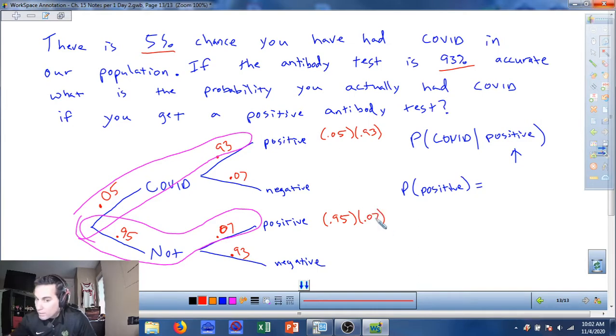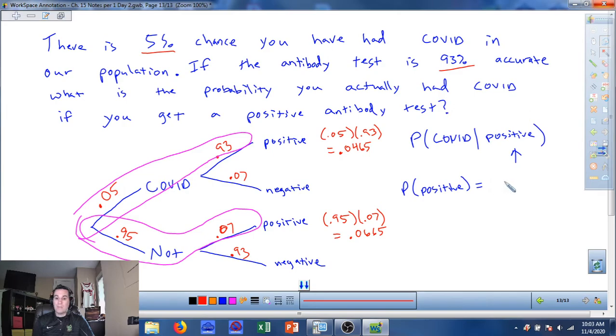So let's see what we get. 0.05 times 0.93, I'm getting 0.0465 to get a positive test up there. And on the bottom one, 0.95 times 0.07, I'm getting 0.0665. So we have about a 6% chance to get a positive test on that branch.